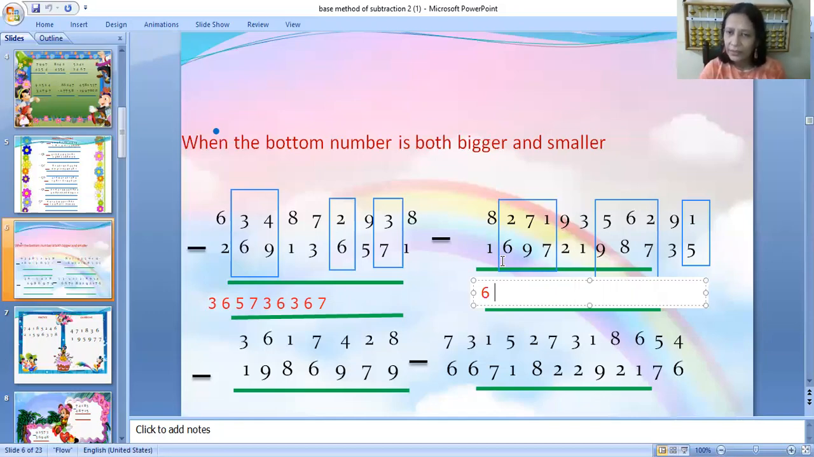So what is the complement of 6? 4 is the complement of 6. What will you do with 4? You will add 4 with this 2. 4 plus 2 is 6. Will you write 6 here? No. Before writing 6 here, check with the next pair. Do you need borrowing? Yes. You need the borrowing in the next case. So now what will you do?